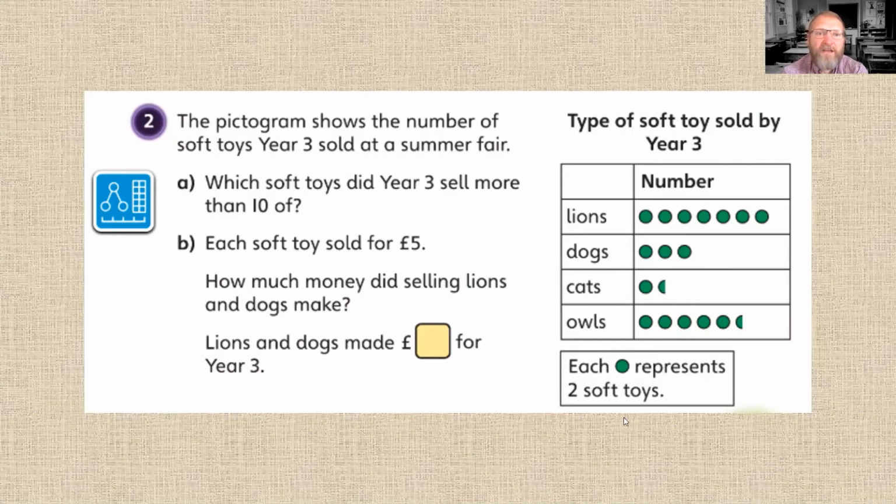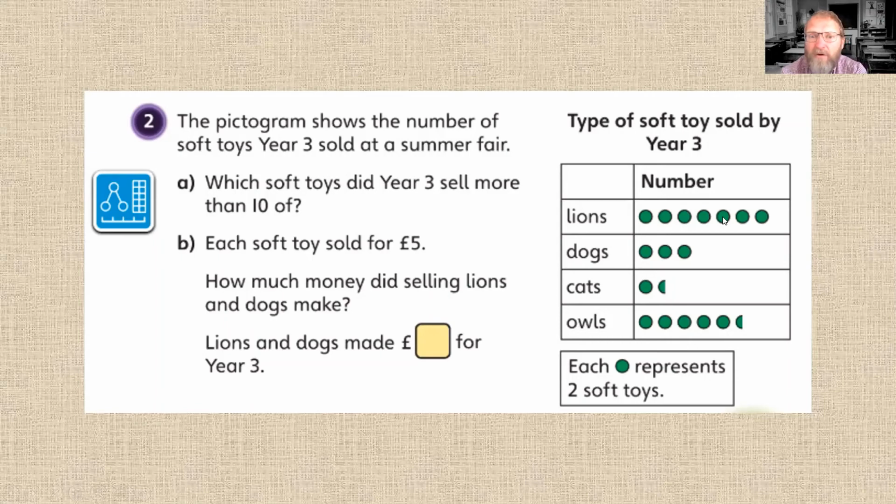Okay, so let's have a look at question 2a. Which soft toys did year 3 sell more than 10 of? So we need to know what quantity a circle represents. Okay, and we find out here that a circle represents 2 soft toys. Okay, so 2, 4, 6, 8, 10. So 5 circles equals 10.